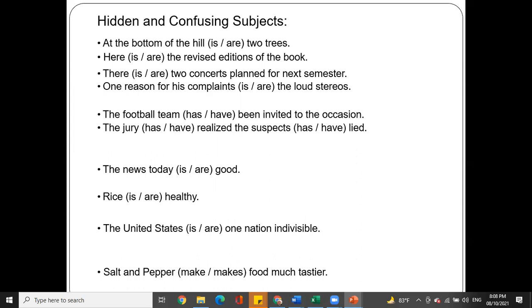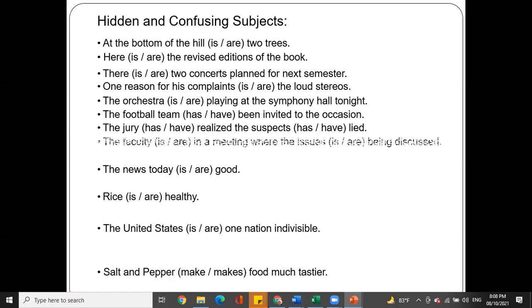Okay, so salt and pepper, you can refer to them as it, but you can also refer to them as they. So salt and pepper make food much tastier, or salt and pepper makes food much tastier. Okay, both are possible. The orchestra is playing at the symphony hall tonight. That's another important collective noun.